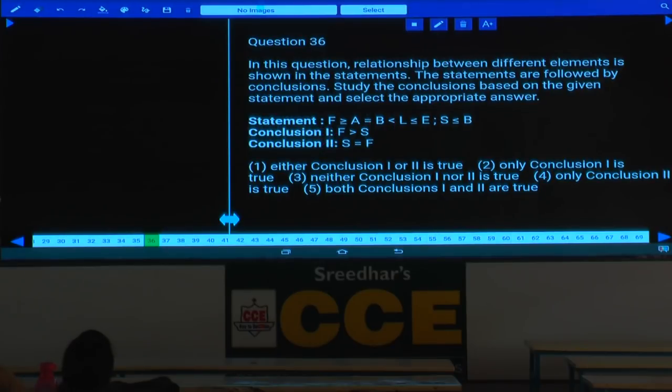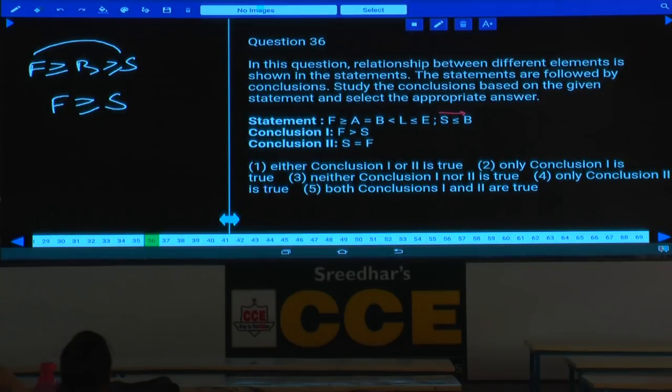Then coming to question number 36. Now the relation between F and S. Now between F and S, tell me what is the relation here? F is greater than or equals to B, and S lesser than or equals to B means B greater than or equals to S. Yes, what is the final conclusion between these two? F is either greater than or equals to S.